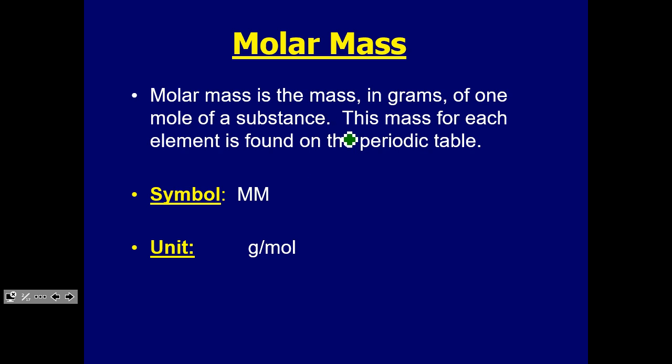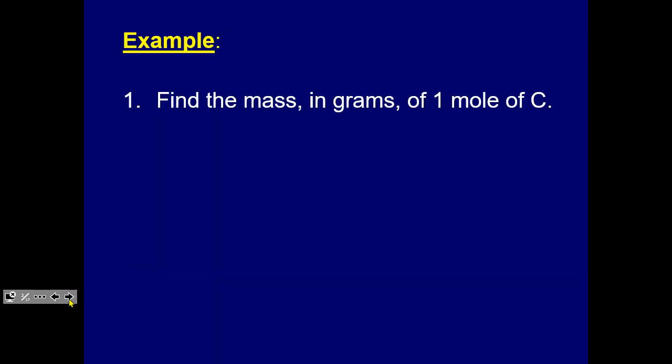So what do we mean by this mass for each element is found on the periodic table? Don't write this down. I'm going to do an example that you will never ever have to do on a test. This is just for you to prove where the information comes from. So let's find the mass in grams of 1 mole of a substance. Well, the only thing we really know at this point is what 1 mole is. So let's start our calculation with that.